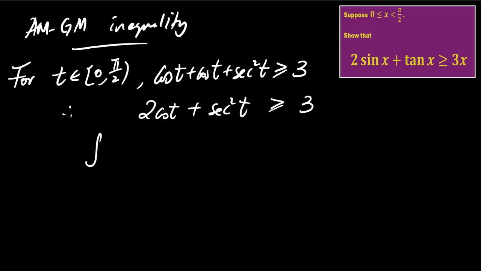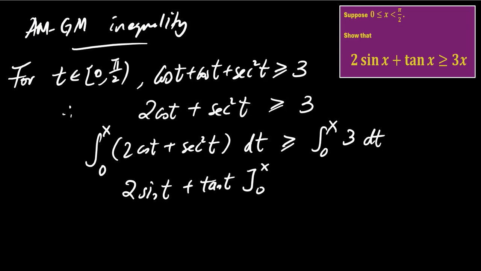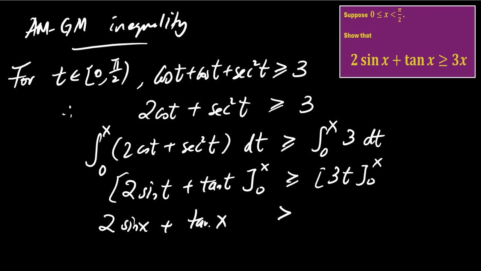Then we can integrate 2 cosine t plus secant squared t dt from 0 to x, and do the same thing here: integrate 3 dt from 0 to x. As we expected, this is 2 sine t plus tangent t from 0 to x, and this is 3t from 0 to x. And do the calculation. It is 2 sine x plus tangent x greater than or equal to 3x. And again, this is the inequality that we want to prove.